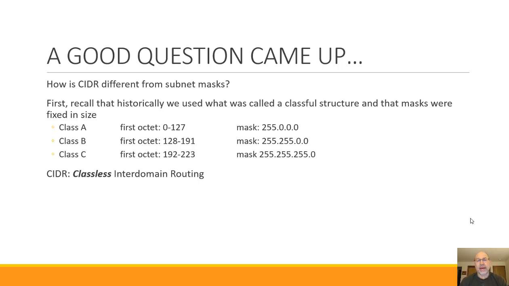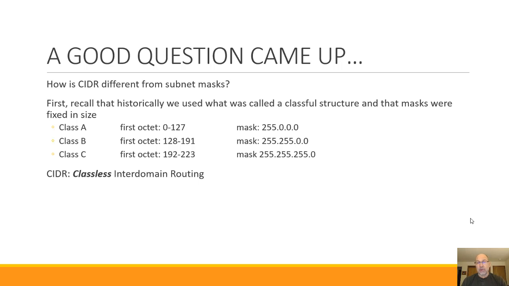First, we have to remember that traditionally or historically we used class-full architectures, which meant that the masks were fixed, the networks were fixed in size, because remember that you determine your network and the network size by your mask. So your mask will tell you what network you're on, and you can go by the mask to tell you how many nodes are in that particular network.